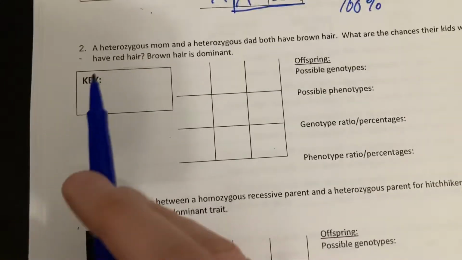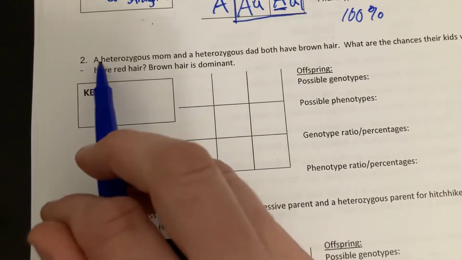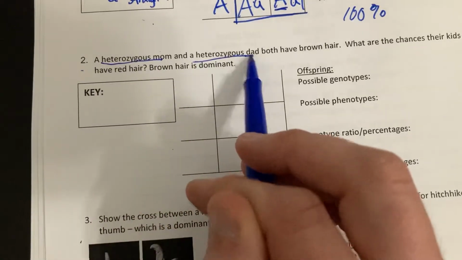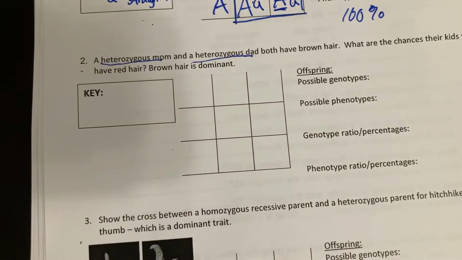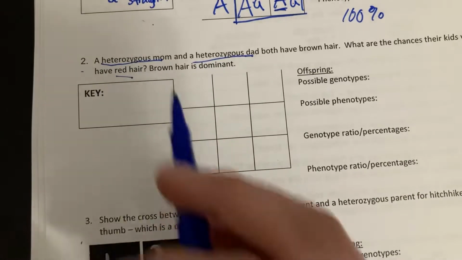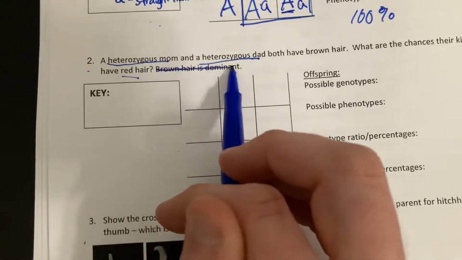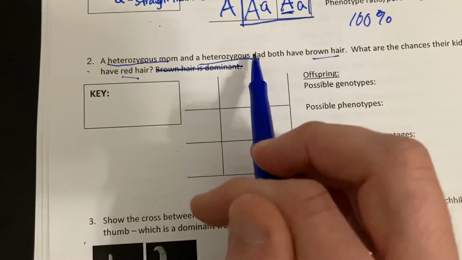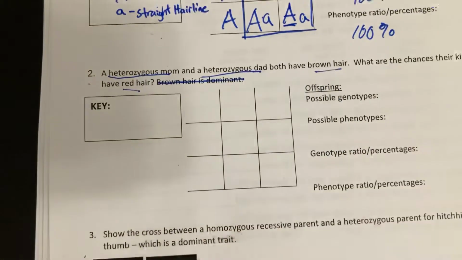So here we have a heterozygous mom and a heterozygous dad. They both have brown hair. What are the chances their kids will have red hair? All right, brown hair is dominant. And by the way, we could figure that out just by knowing that if they have brown hair and they're heterozygous, then brown hair is dominant.